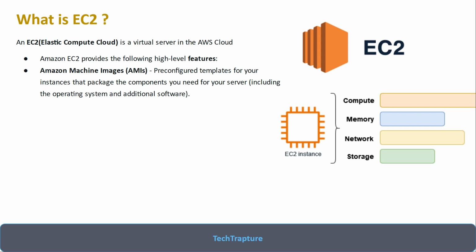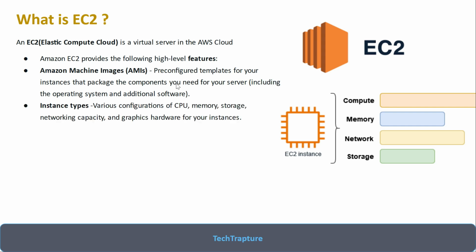Suppose while creating the EC2 instance, you just need to select whether you want the OS as Red Hat Linux, or Debian, or Windows. You just select the template, and based on that template, the required installation will be done on your EC2 instance. So it will provide you the AMI, and it will also provide you the instance type.